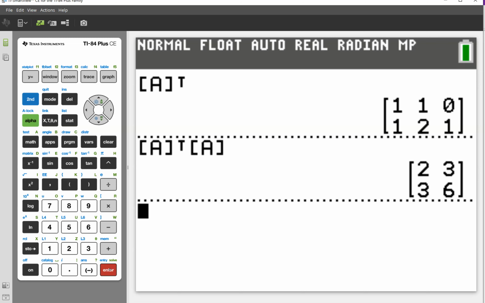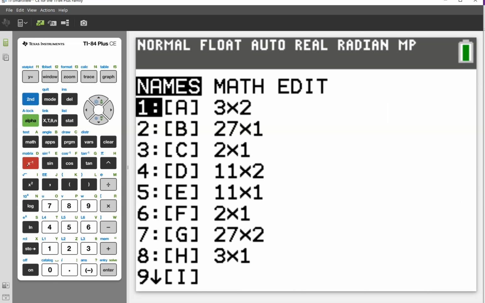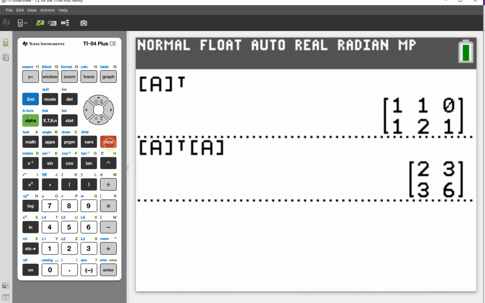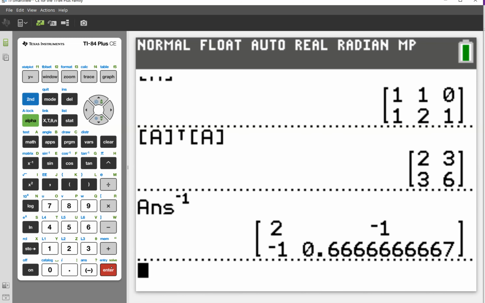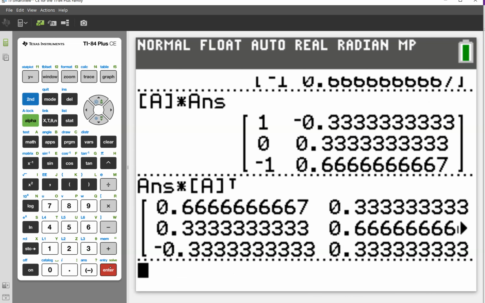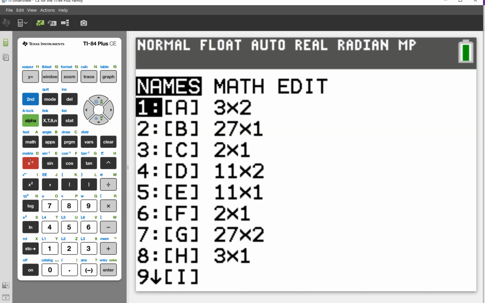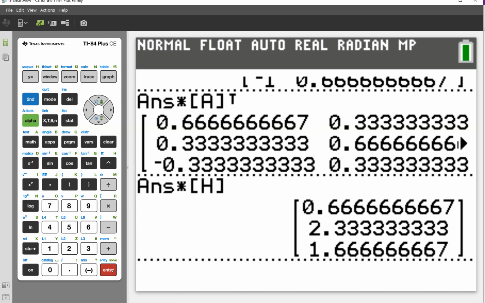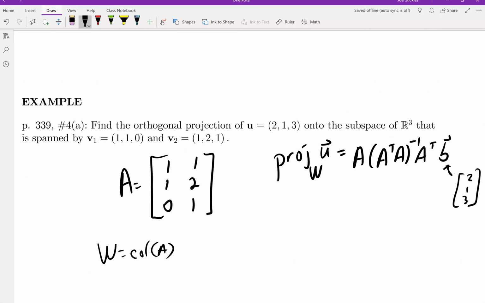Okay. So if I do A times that, I need to do the inverse of that. So let's do the answer inverse, which is no problem. Now let's do the matrix A times that answer, and then A transpose, and then times B. Okay. Apparently it didn't let me type it all at once. I have no idea why not. All right, anyway, there's your solution. And again, if you'd like to see this as fractions, you can. So we get 2/3, 7/3, 5/3. That's the orthogonal projection.